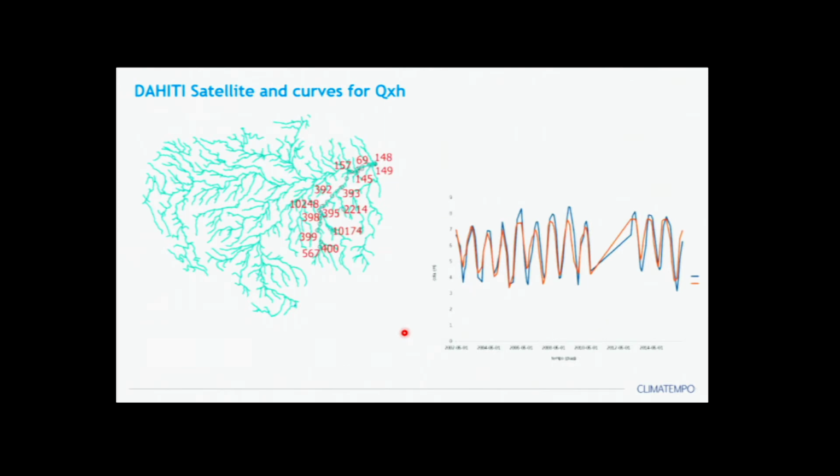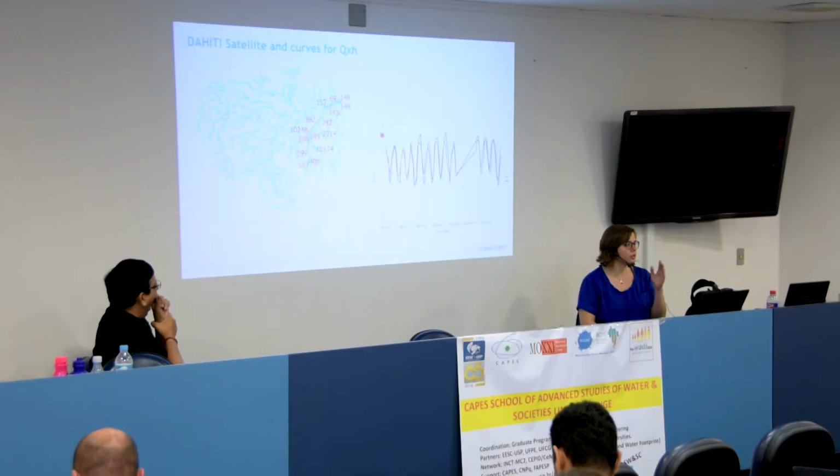Also, we wanted stream flow, but we also wanted to check the water heights of the rivers. So we tried different equations to convert the stream flow into water height for different points in the waterways that were of interest. And we did that using satellite data. So this is Tahiti satellite data. So we established some curves from stream flow and water heights.